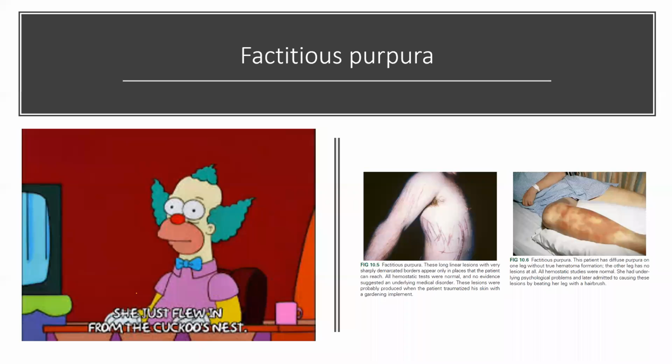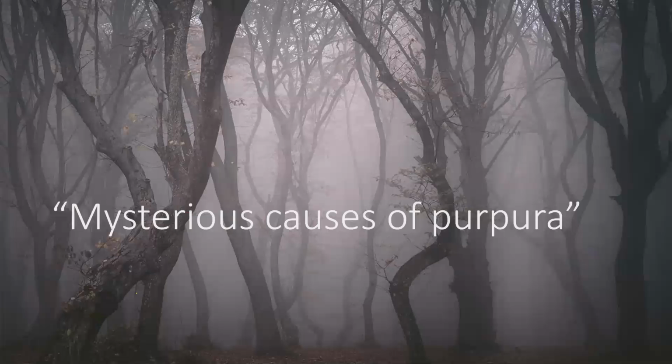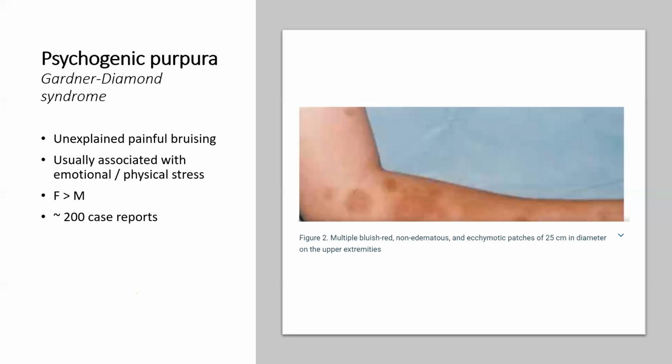Factitious purpura is something to know about. This is really a form of malingering where the purpura is self-inflicted and is found typically in areas that the patient can reach. And then there are some mysterious causes of purpura.